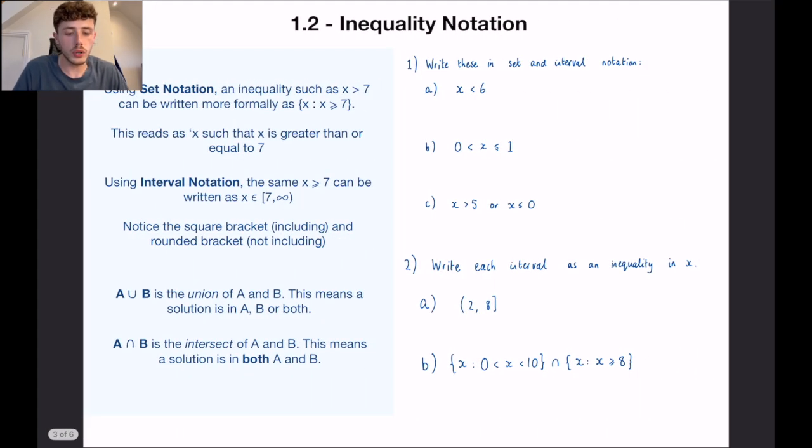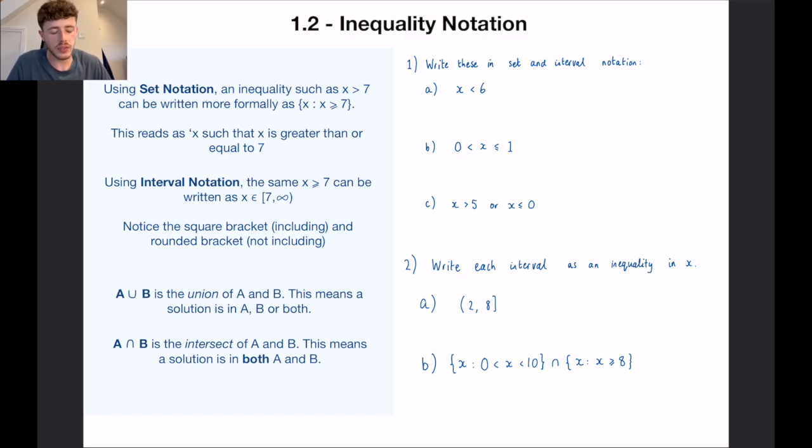Moving on to 1.2, and this is inequality notation. So again, at GCSE, you would have only ever seen x is less than 6, or x is greater than 0 and less than or equal to 1, just reading those first two off of this sheet.